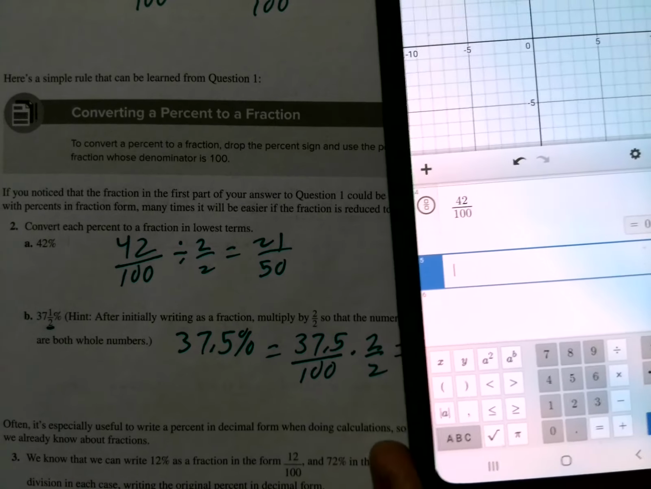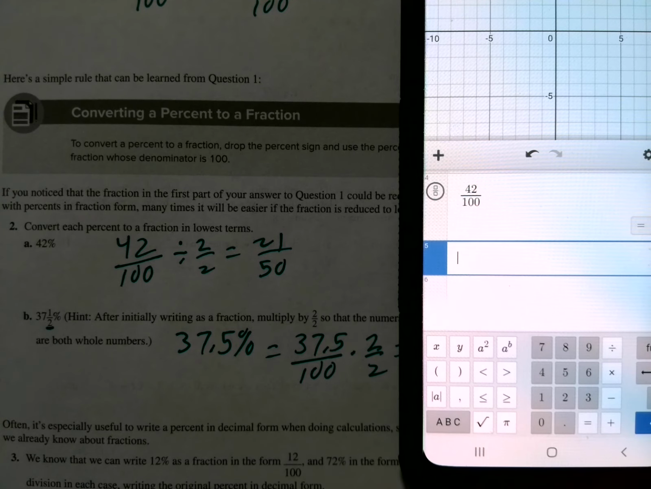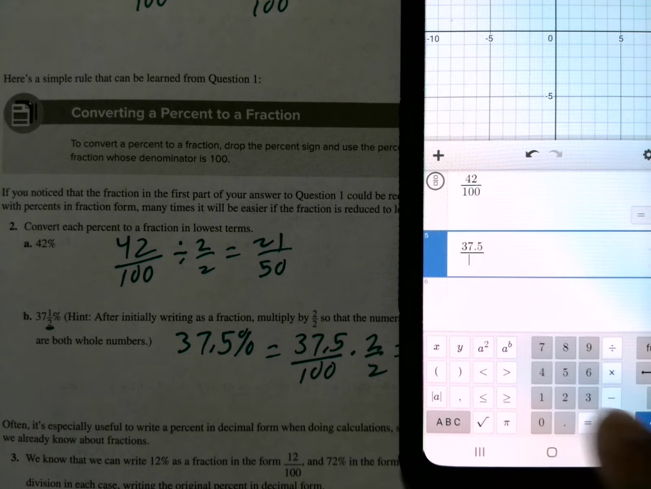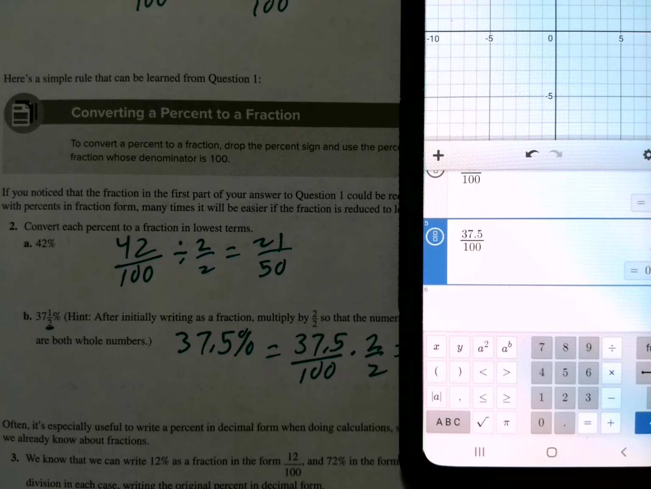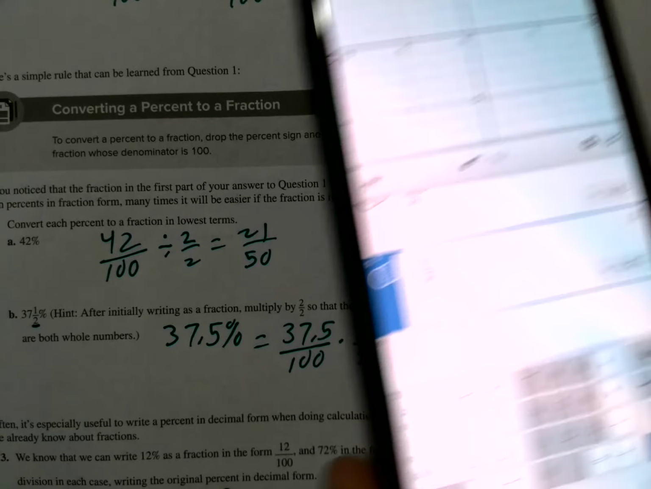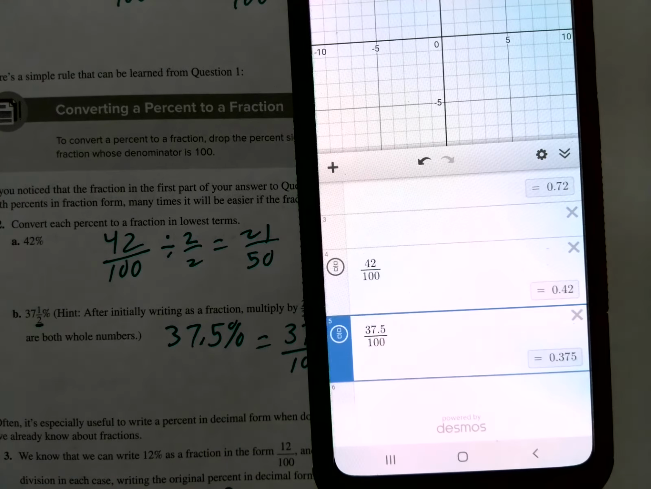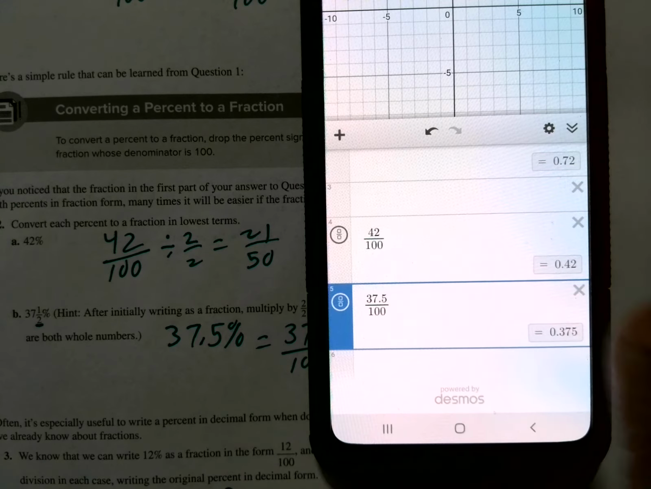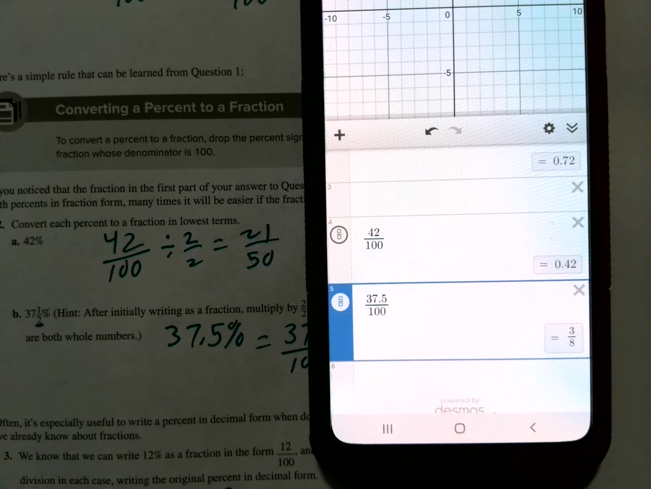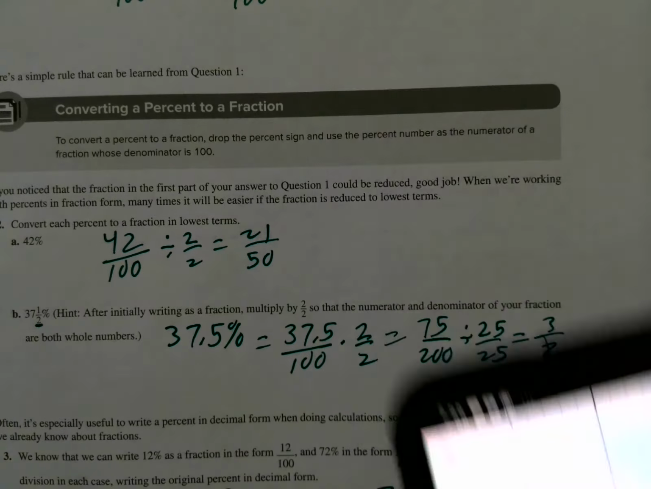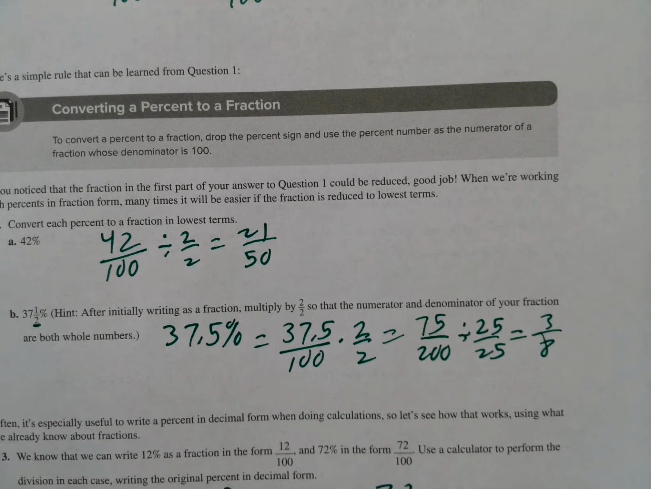So let's take a look back at B. If we took 37.5 and divided by 100, and then you notice we have our decimal here, which is 0.75. But if we hit our block here, I don't know why it skips down like that when you hit the block, but it's 3/8. Okay, which is what we got for B.